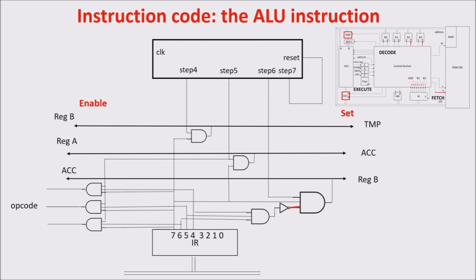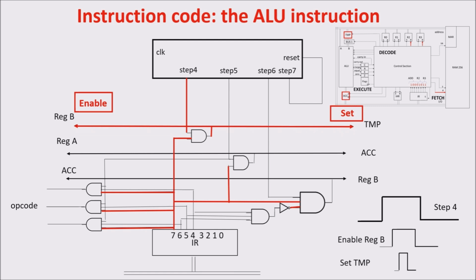Now let's see the execution of the ALU instruction step by step. We start with bit 7 up because we have an ALU instruction and with some code in bits 6, 5 and 4, which define the kind of ALU operation. As we saw in previous videos, with an enable pulse we put the byte on the bus and with a set pulse we acquire it in a register. When step 4 is up, we give an enable pulse to reg B, putting its content on the bus, and we give a set pulse to TMP, acquiring the content of the bus, so the content of reg B.